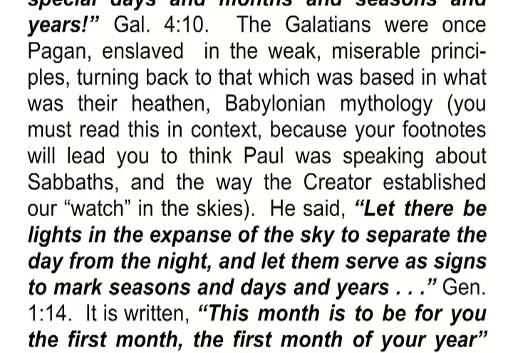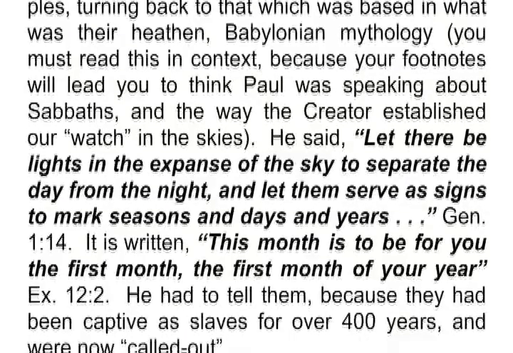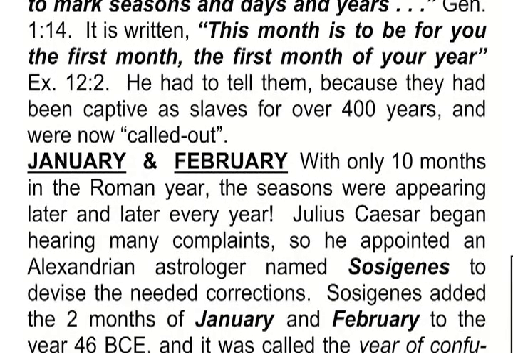He said, let there be lights in the expanse of the sky to separate the day from the night, and let them serve as signs to mark seasons and days and years. And that's in Genesis 1:14. It is written, this month is to be for you the first month of the year, in Exodus 12 verse 2. He had to tell them because they had been captive as slaves for over 400 years and were now called out.